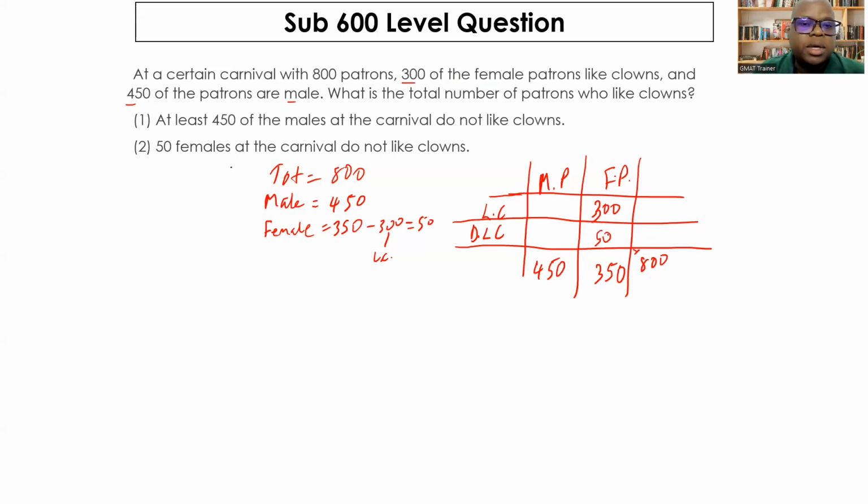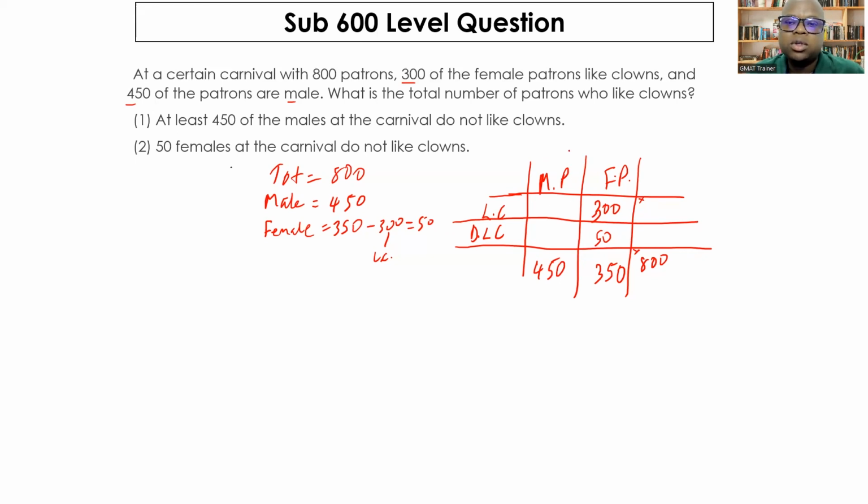So what is being asked? What is the total number of patrons who like clowns? So like clowns, the whole of this row. That is what we're being asked, the whole of that row. Then don't like clowns is the whole of that row. Then the columns are male patrons who like clowns and don't like clowns, and female patrons who like clowns and don't like clowns.